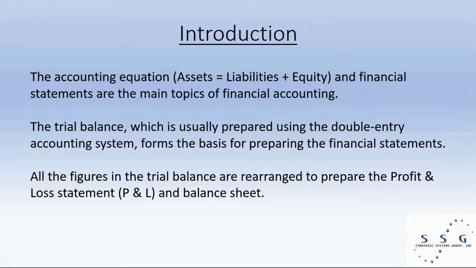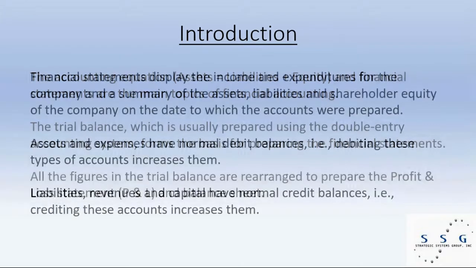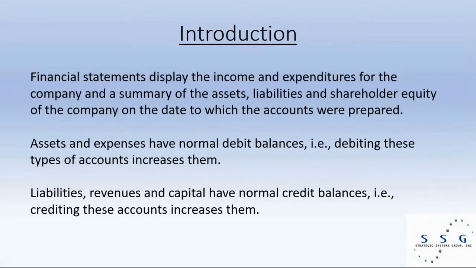The trick for the profit and loss statement, maybe not a trick, but it's sort of simple: the concept is the profit is equal to the revenue less the expenses. So that part is pretty straightforward for people. Not quite as complex as the balance sheet. All right. The financial statements in general display the income and expenditures for the company and a summary of the assets, liabilities, and shareholder equity. So the income statement or the P&L shows the income and the expenses. The balance sheet shows the assets, liabilities, and equity.